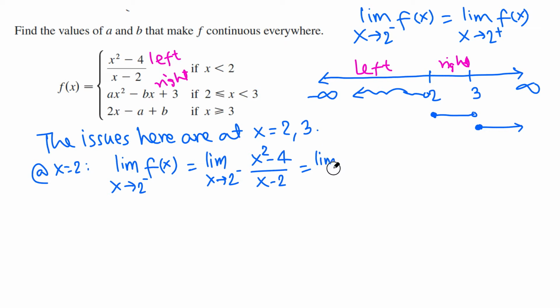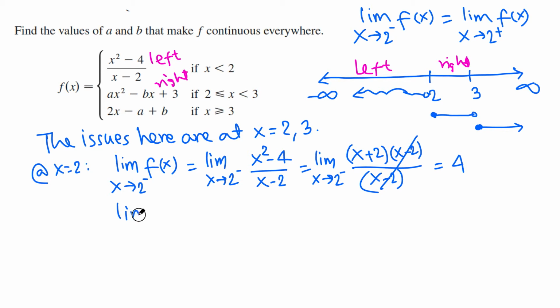So we need to simplify before we plug in. Simplify means factor the top. This is a difference of squares, so we get x plus 2 times x minus 2. On the bottom, we already have x minus 2. Cancel. Now plug in 2. This negative is just for the direction. 2 plus 2, 4.